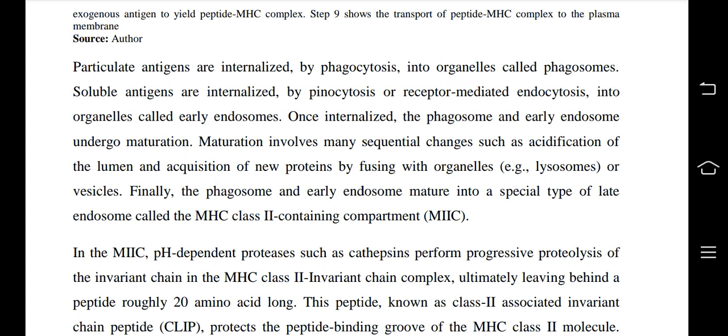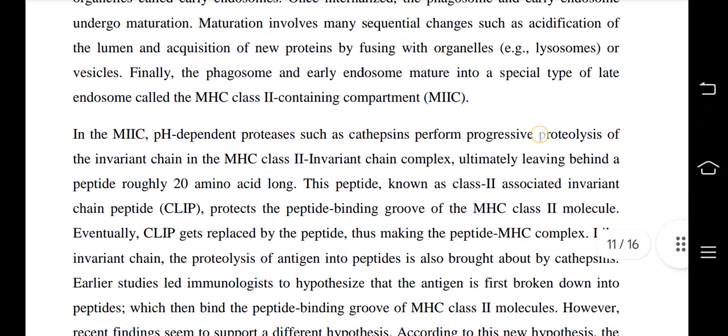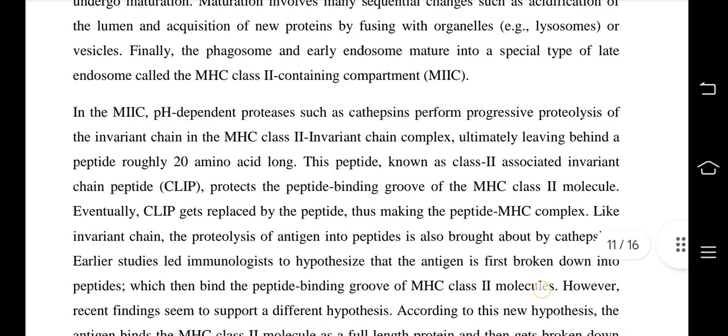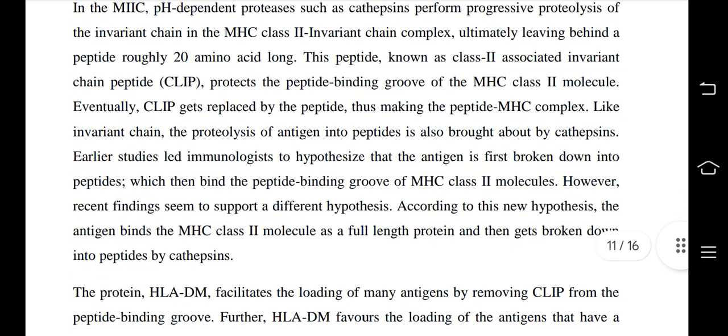Finally, the phagosome and early endosome mature into a special type of late endosome called the MHC class II containing compartment, MIIC. In the MIIC, pH-dependent proteases such as cathepsins perform progressive proteolysis of the invariant chain in the MHC class II invariant chain complex, ultimately leaving behind a peptide roughly 20 amino acids long. This peptide, known as class II associated invariant chain peptide, CLIP, protects the peptide binding groove of the MHC class II molecule.